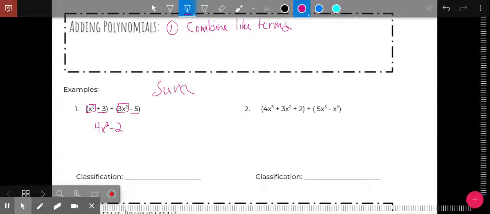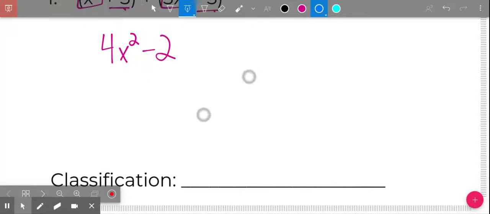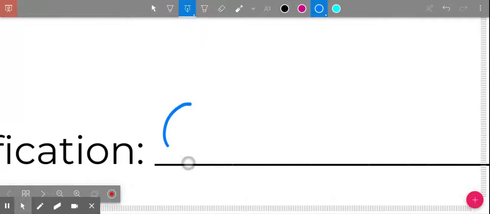Okay, so when we classify this, we're going to be classifying based off of the degree, so what the largest exponent is, and the largest exponent is a 2. Okay, so that's going to be quadratic.